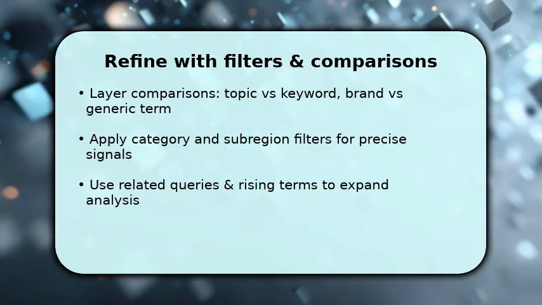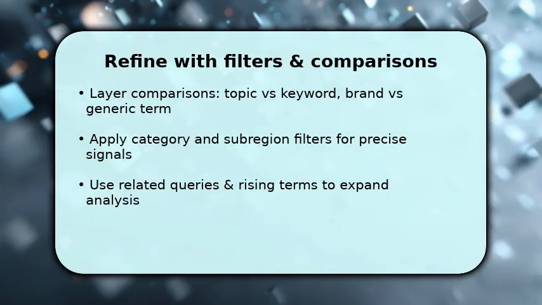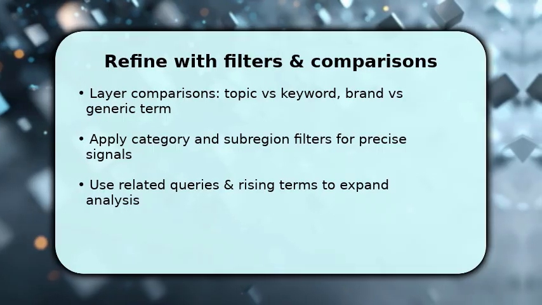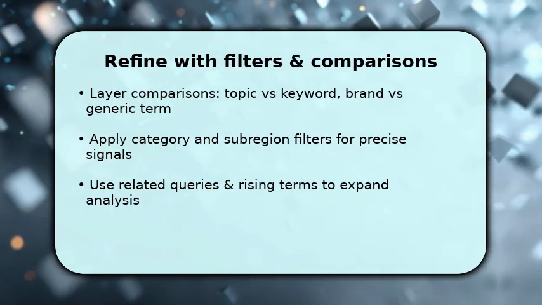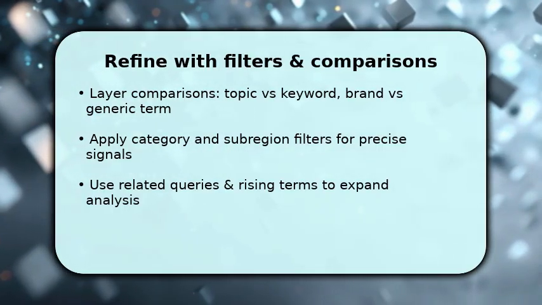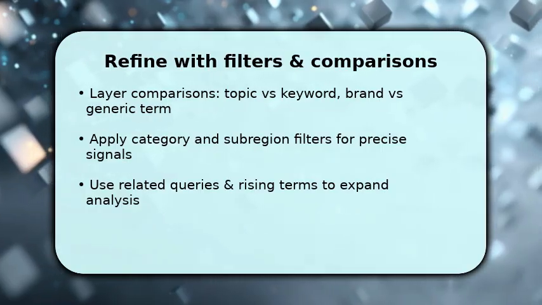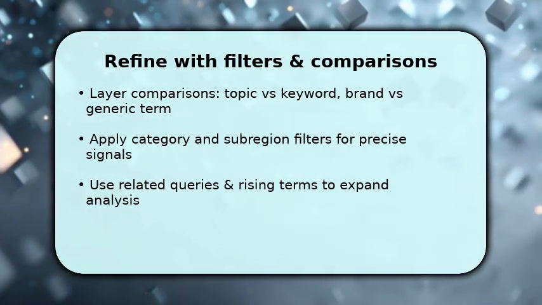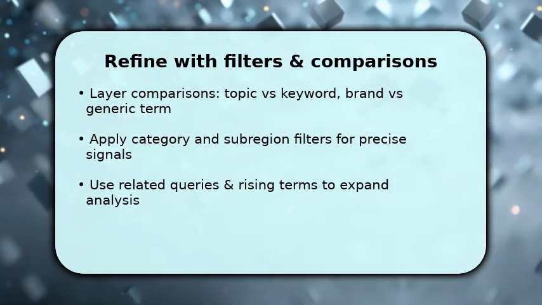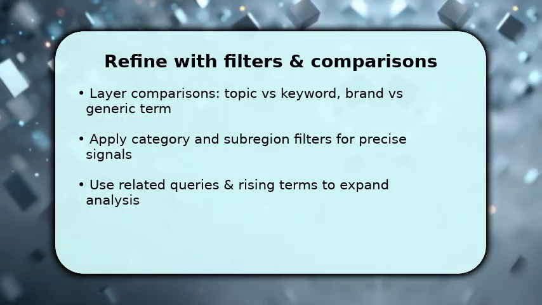Compare a brand name versus a generic term to reveal intent differences, then switch categories to test context changes. Apply subregion filters to find pockets of demand and spot local trends you can act on. Don't forget related queries and rising terms. They show emerging variations and long-tail opportunities.